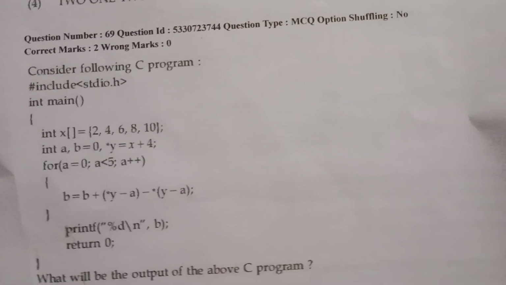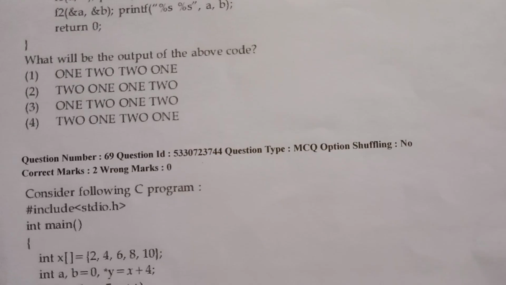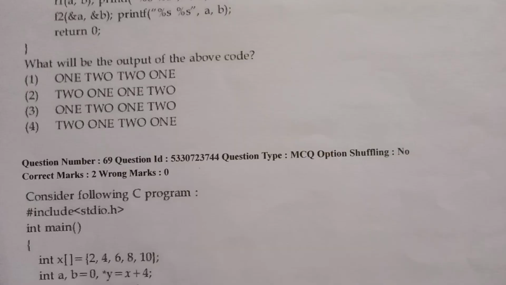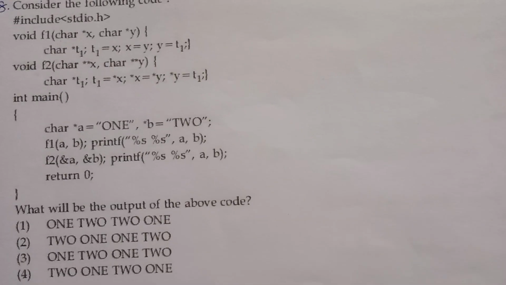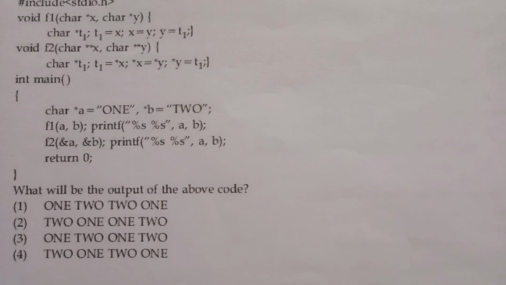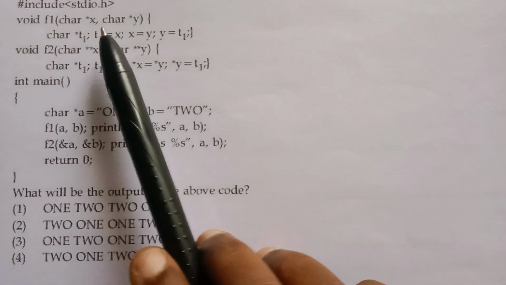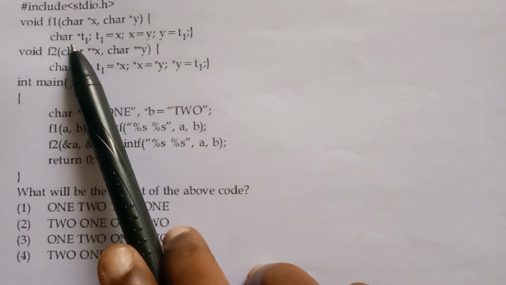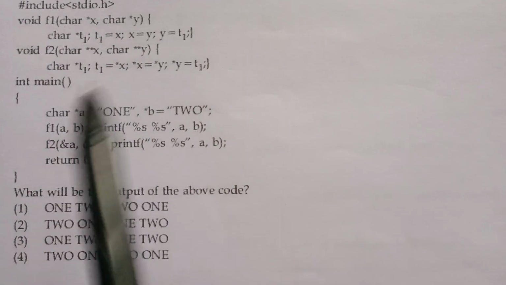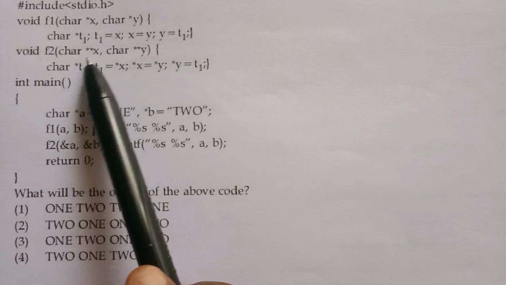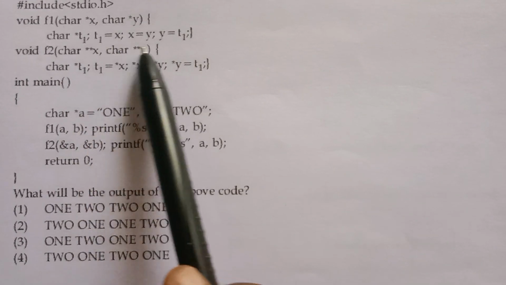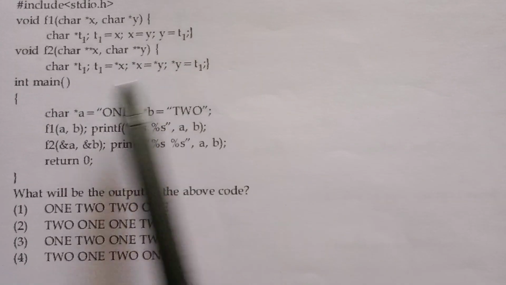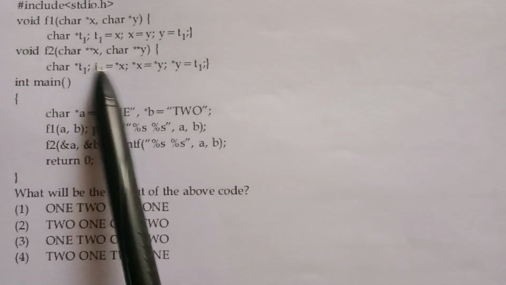Now the next problem, that is problem number 68. You are given functions f1 and f2. Given a function f1, it has a character pointer, and here again we are swapping, taking another temporary value and swapping the values. Again for f2 you have two pointers, a pointer of pointer. Char star star x means it's a pointer to a pointer, so char star star x and char star star y. So again here also you are going to swap, but with this pointer.